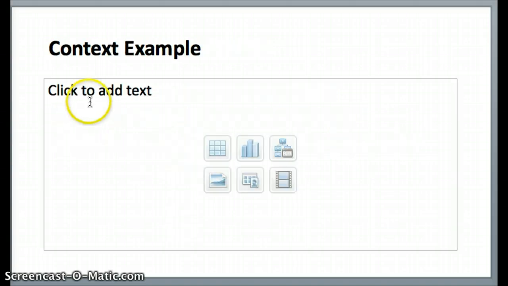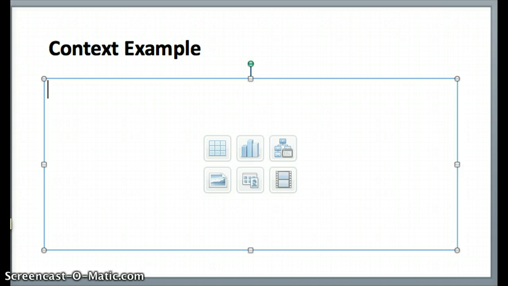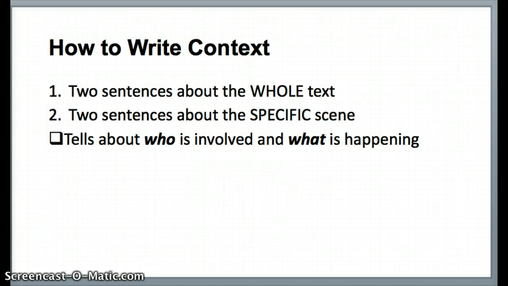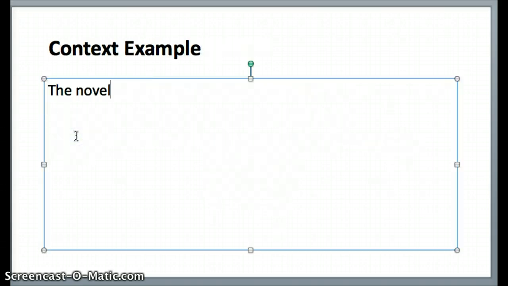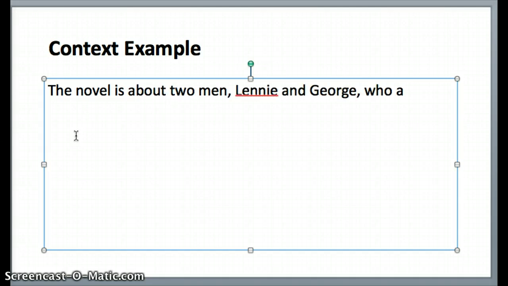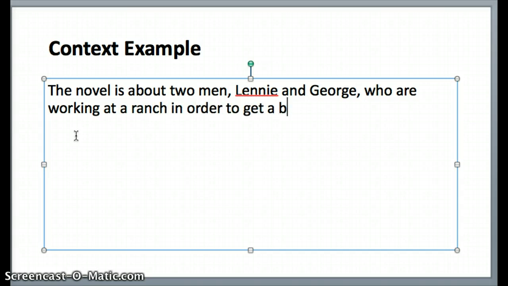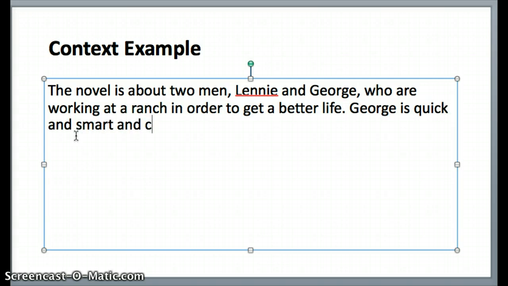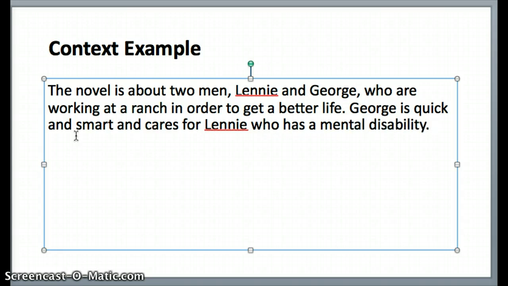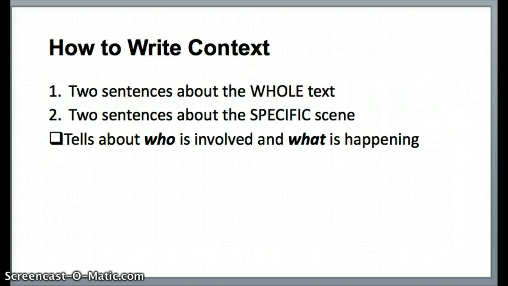So I'm going to give you an example. We're going to start with step 1, 2 sentences about the whole text. Say the novel is about 2 men, Lenny and George, who are working at a ranch in order to get a better life. George is quick and smart and cares for Lenny, who has a mental disability. Okay, so that is step number 1, 2 sentences about the whole text.